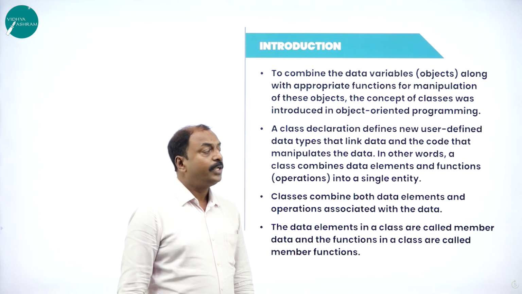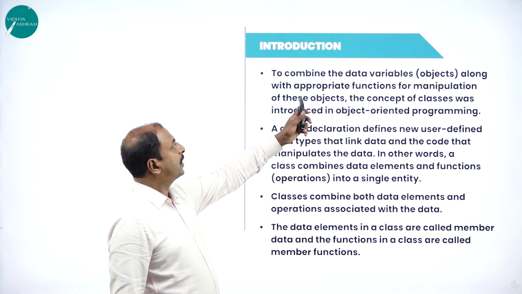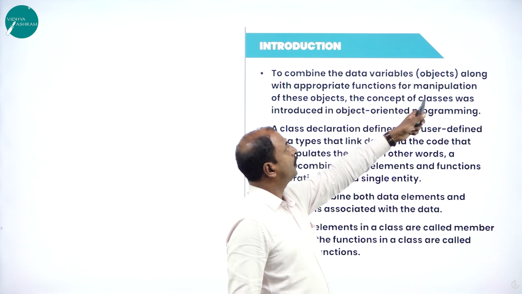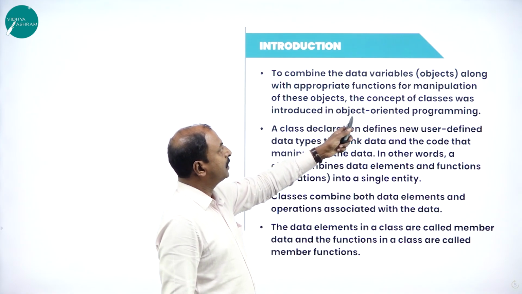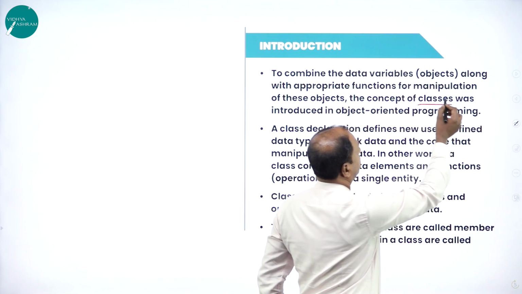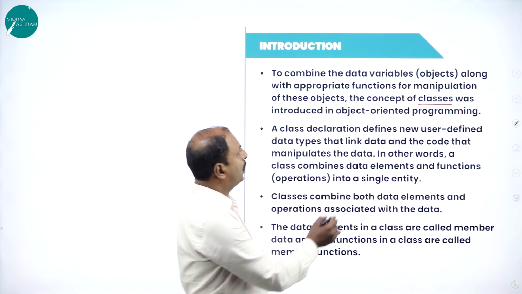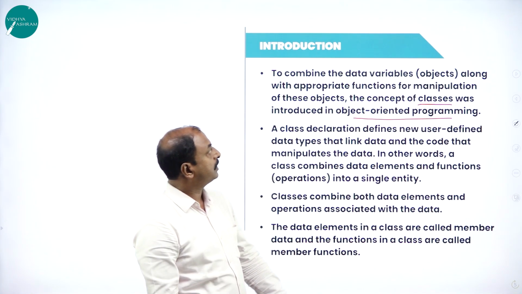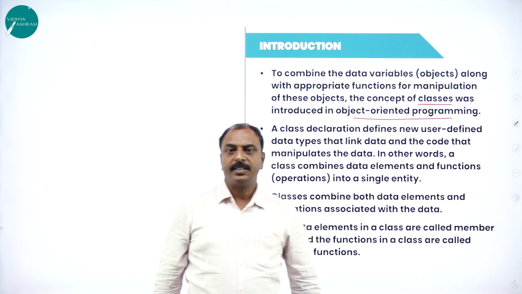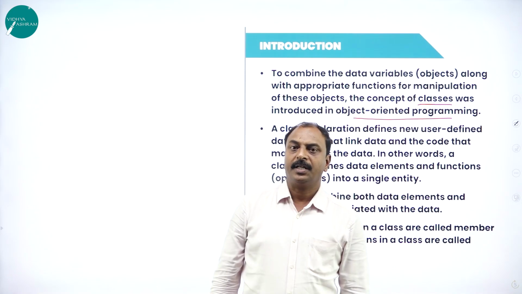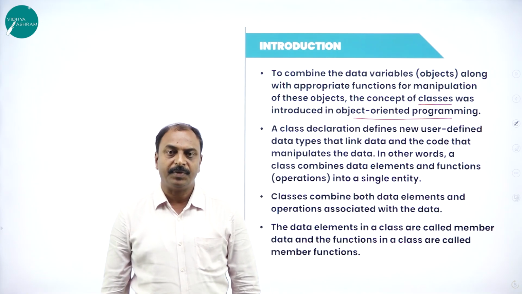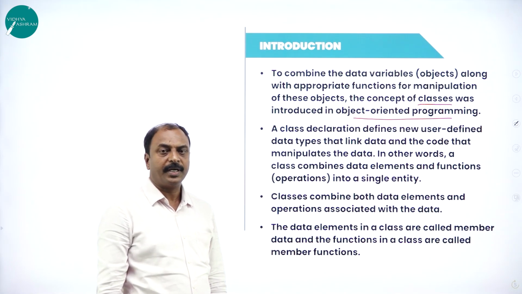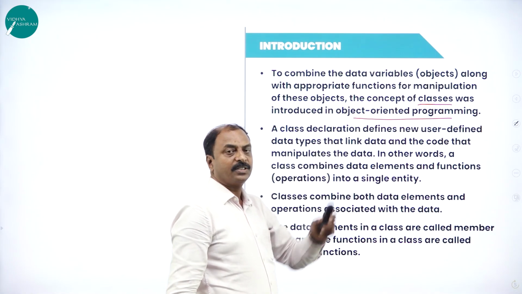Now let us see what a class is. To combine the data variables, that is, objects, along with the appropriate functions for manipulation of these objects, the concept of classes was introduced in the object-oriented programming concept. So here we use the concept of object and class. You have learned the definition of an object: it is an entity or a thing which has characteristics and behavior. And what is a class? It is a group of objects of similar behavior and characteristics. So we are using those concepts here.